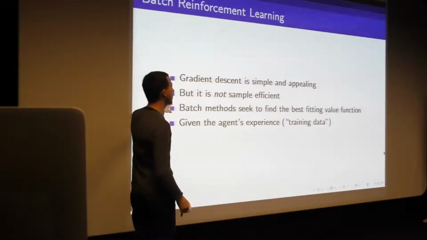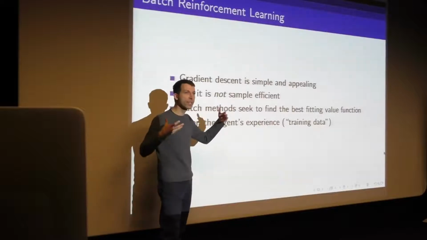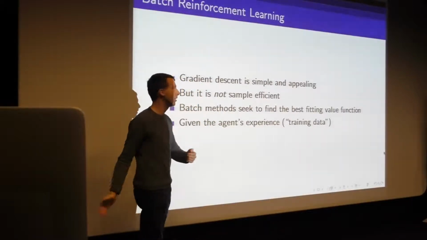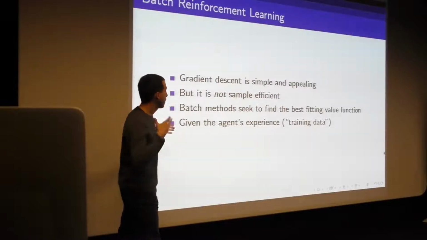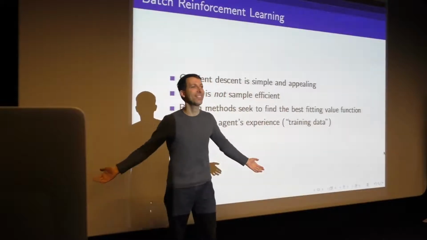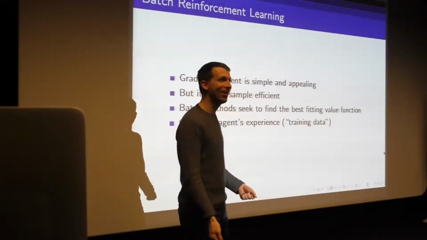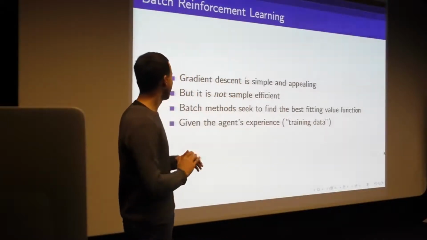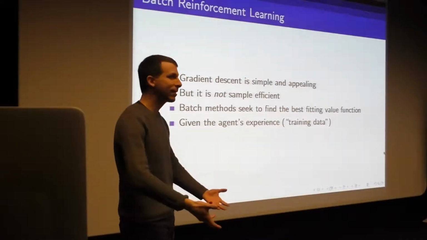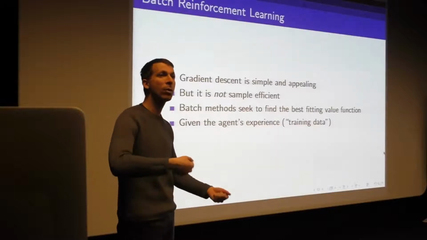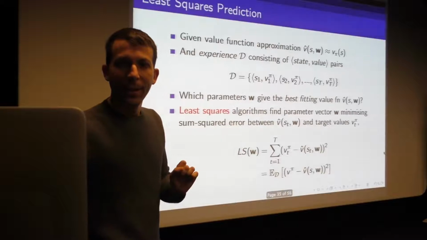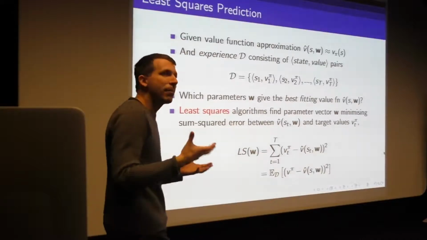So the idea of batch methods is to try and find, in some sense, the best fitting value function to all of the data that we've seen in our batch. The batch, in this case, is the agent's experience. That's its training data. It's its life. Life is one big training set for an agent. We're trying to fit everything the agent's seen, to find the best value function that explains all of the rewards that it's experienced so far. So what does it mean to find the best fit?